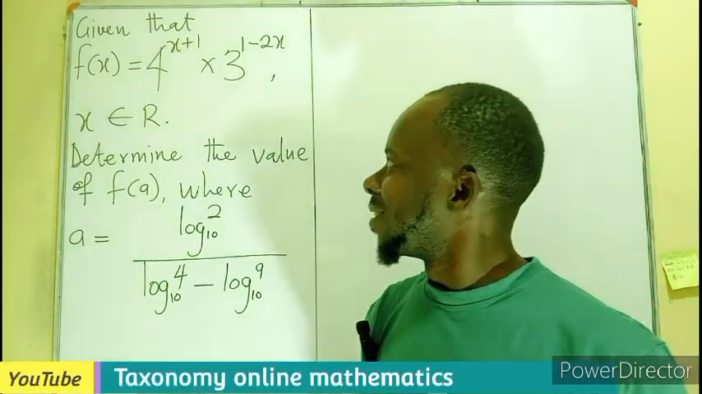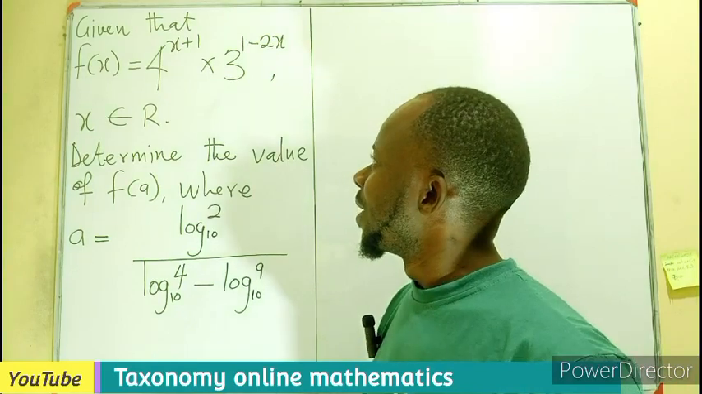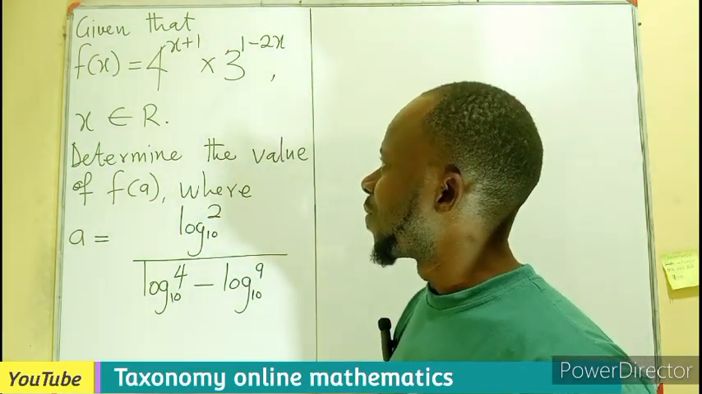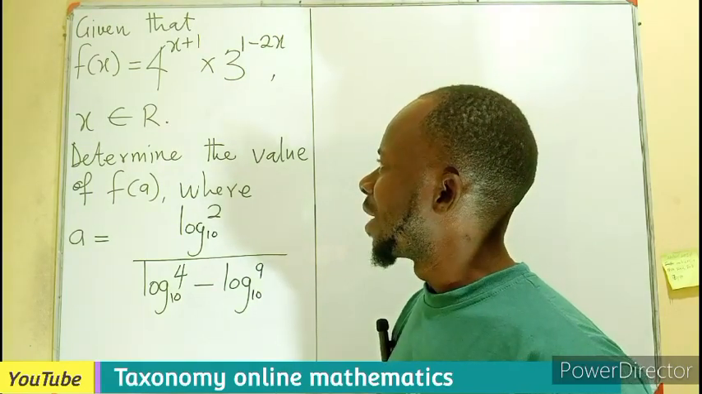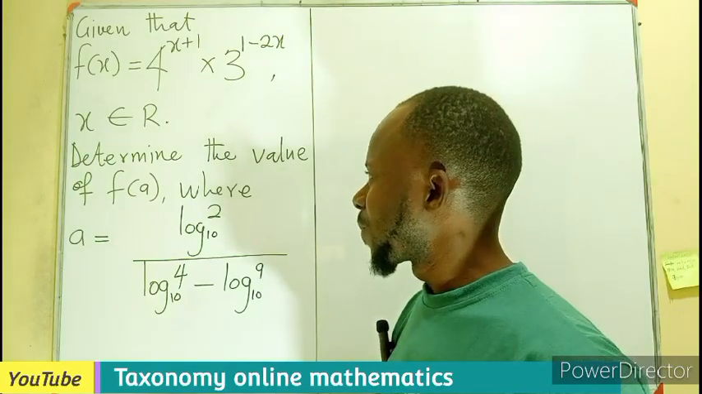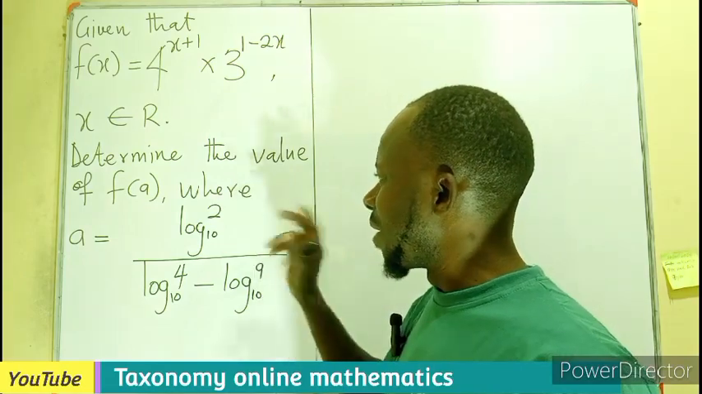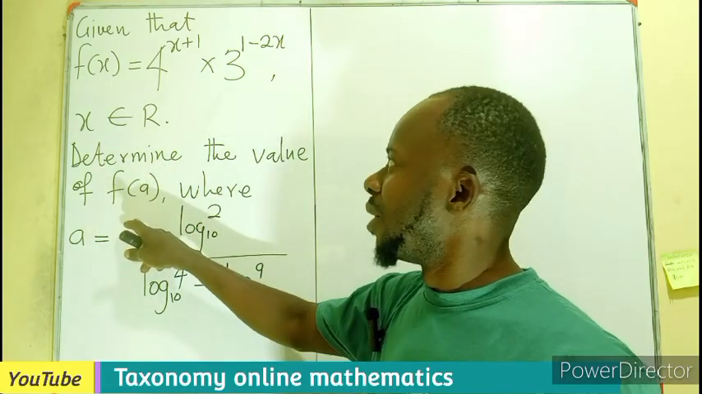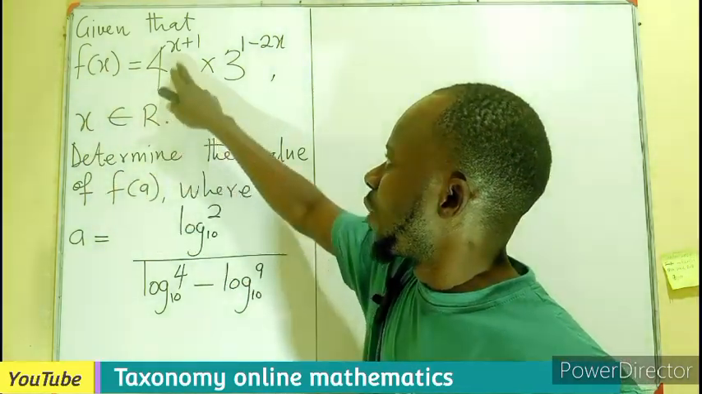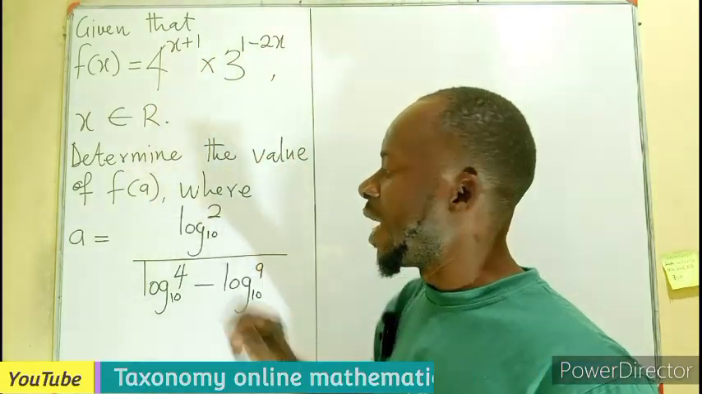Hello, welcome. Let's give answer to this question under logarithm. Given that the function f of x is given as 4 exponent x plus 1 times 3 exponent 1 minus 2x, where x belongs to the real numbers. Now we are to determine the value of f of a, meaning replacing the x with a. What will this value be if x is changed to a?